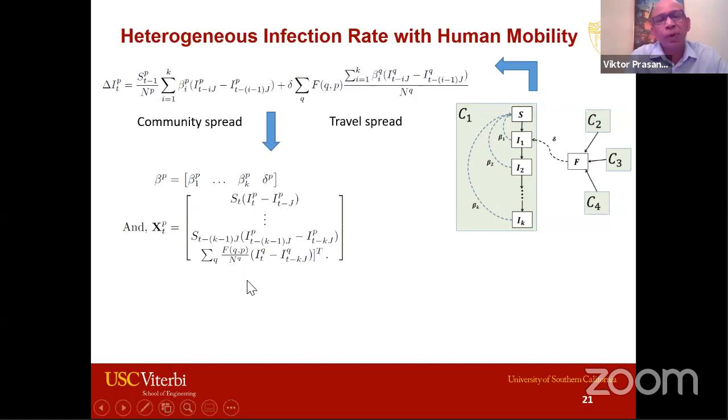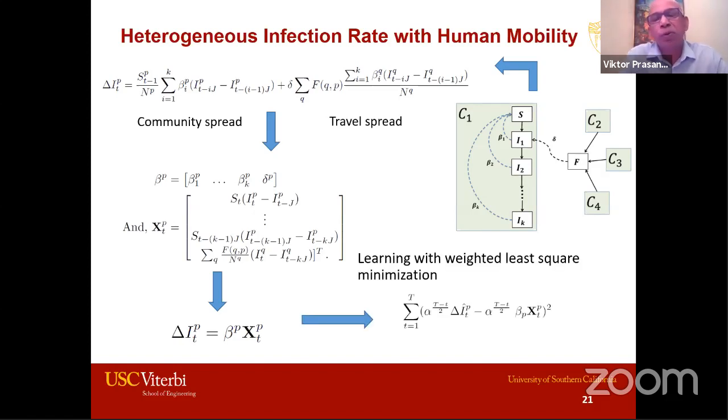So we can do some mathematics here. We can linearize the model. We can represent this in a very nice linear system. Then we can take this linear system and talk about how you determine these weights. That is the machine learning that is applied here, to understand what these weights, beta and delta, are in the model. And then we learn these models by using weighted least square minimization. That is what I'm showing in the lower right-hand side.